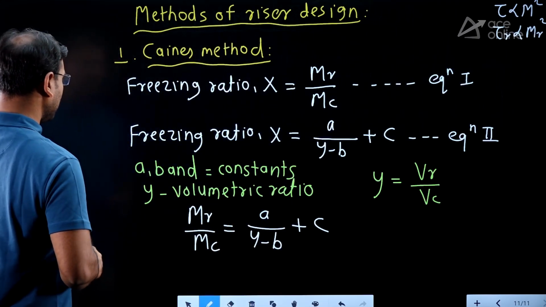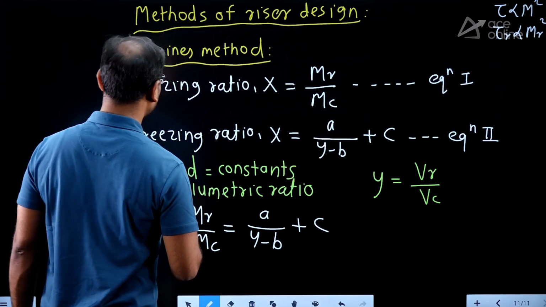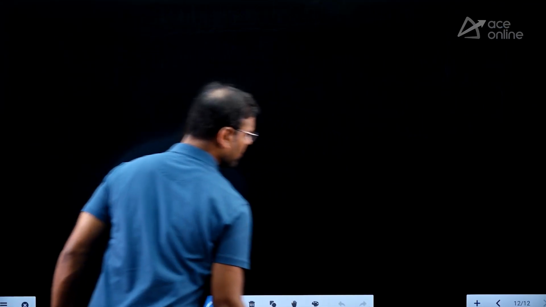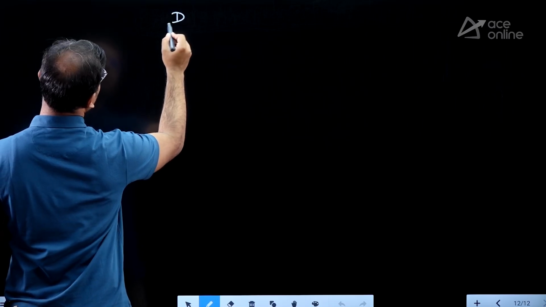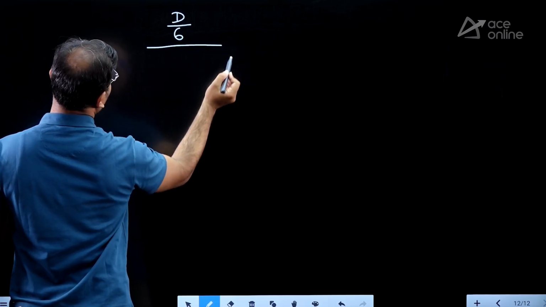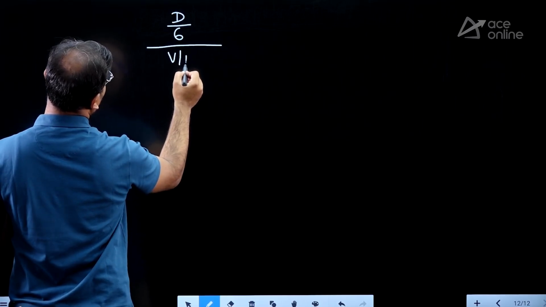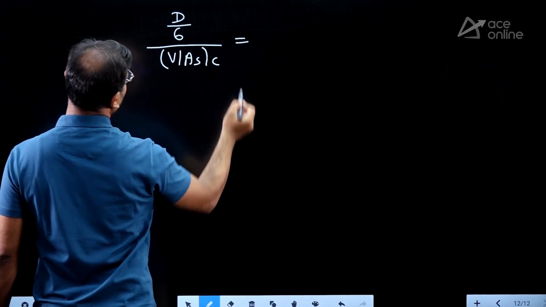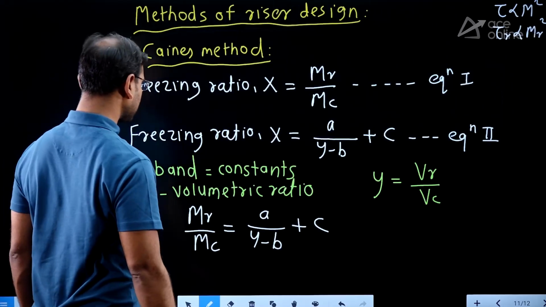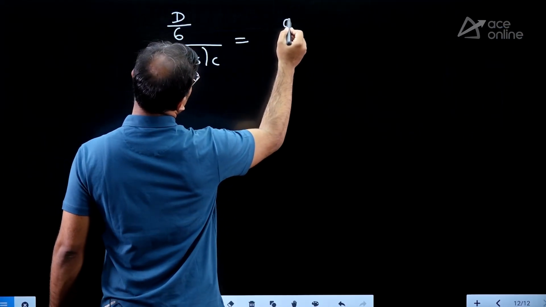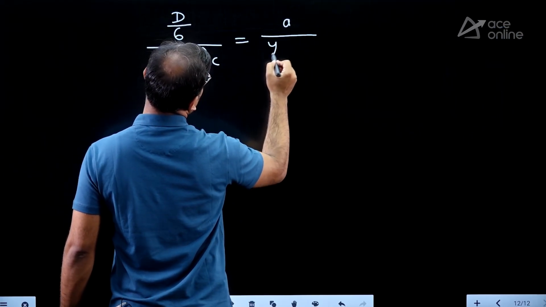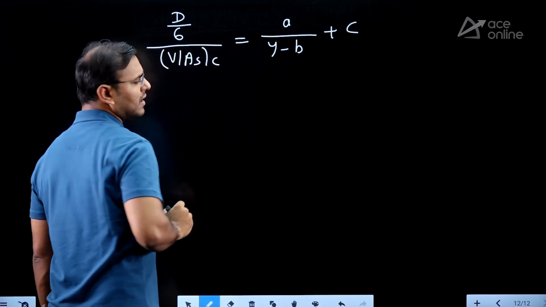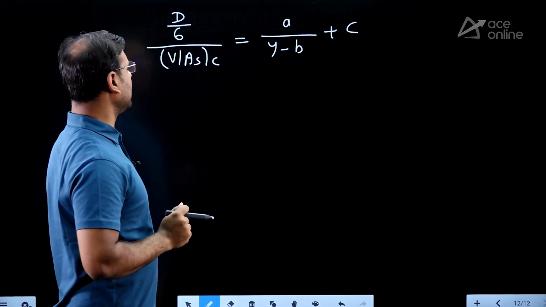Then in all the cases, the modulus of riser is what? The diameter by 6. Therefore, I am writing here it is diameter by 6, divided by modulus of casting, that I am writing the volume by surface area of casting, is equal to A divided by Y minus B plus C. Then the values of A, B, C will be given.